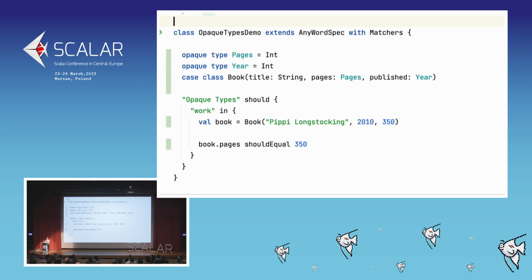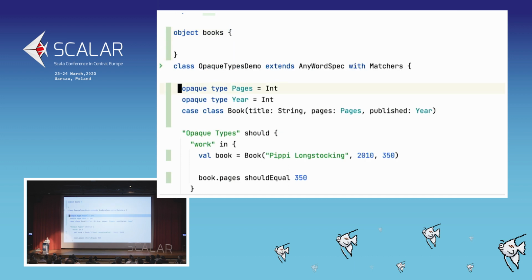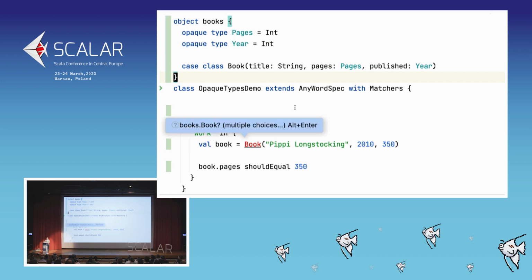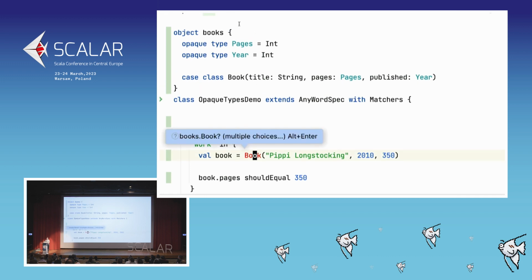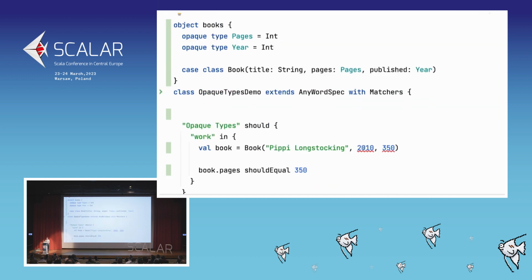So let's say we have some other scope, so we have object books, and let's move all our definitions there. And let's see what happens. Okay, we need to import everything from books. And then something's wrong here. So now the compiler says that it has found an integer, but it required pages.